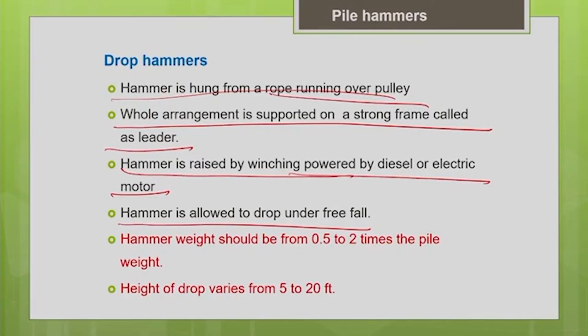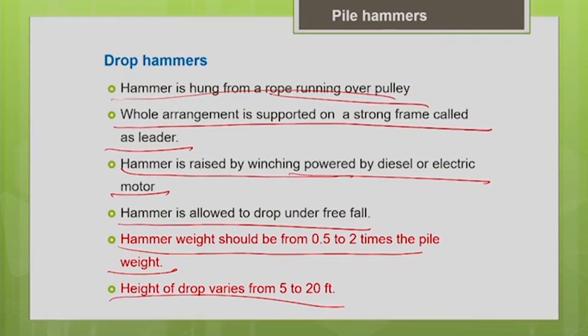Particularly for the concrete pile, we should be very careful with respect to the driving stresses, and we have to restrict the stroke or the height of fall. So, we have to select a heavy hammer at least equal to the weight of the pile. For this drop hammer, as per the literature, the hammer weight should be from 0.5 to 2 times the pile weight, depending upon the availability of your hammer. The height of drop varies from 5 to 20 feet. Depending upon the material type, there will be a restriction on the height of fall.